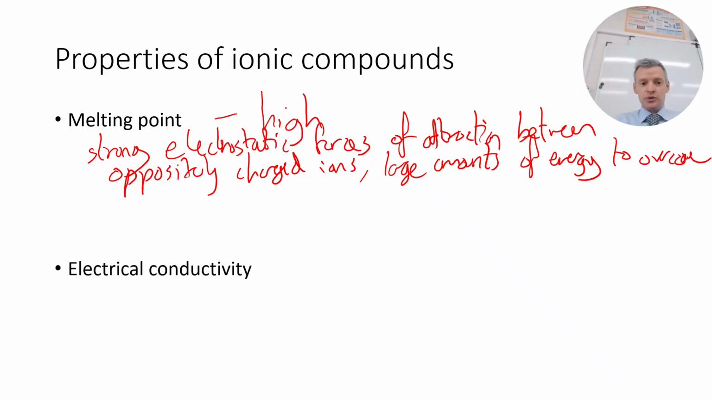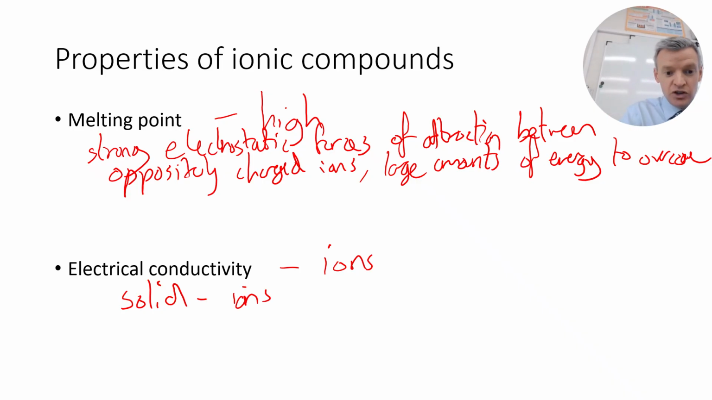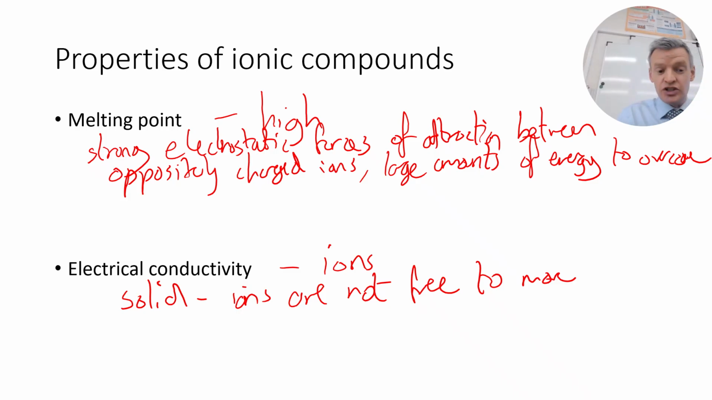And then we come to electrical conductivity. Does it conduct electricity? Now, electricity is the movement of charged particles. And if you think about ionic compounds, they're made up of ions. So if the ions can move, it can conduct electricity. If they can't move, it cannot conduct electricity. So in a solid, all those ions are packed together, attracted really, really strongly. The ions are not free to move. And therefore it doesn't conduct as a solid.